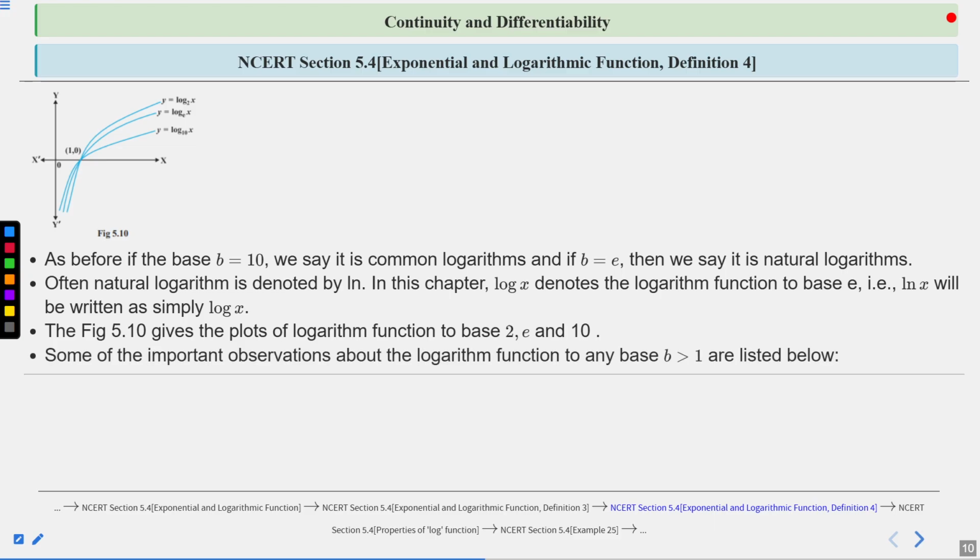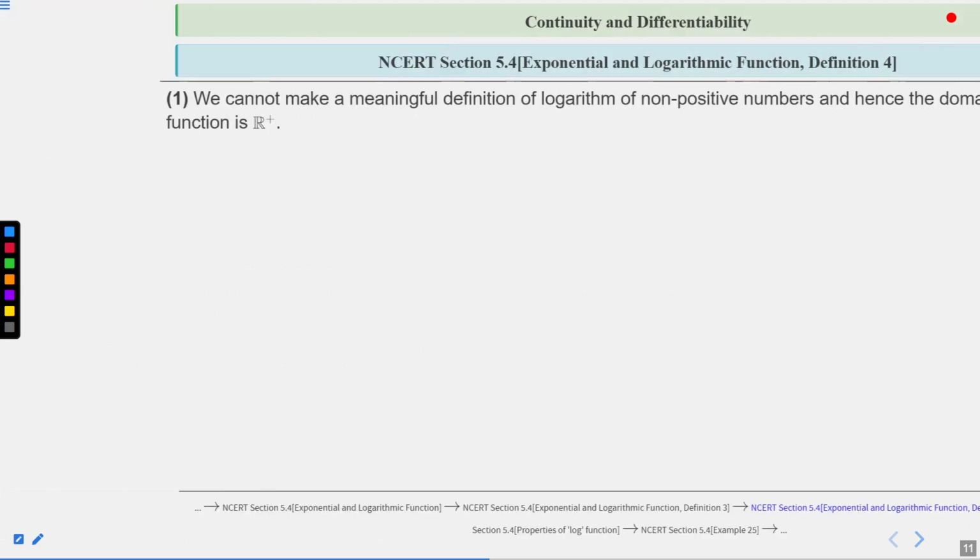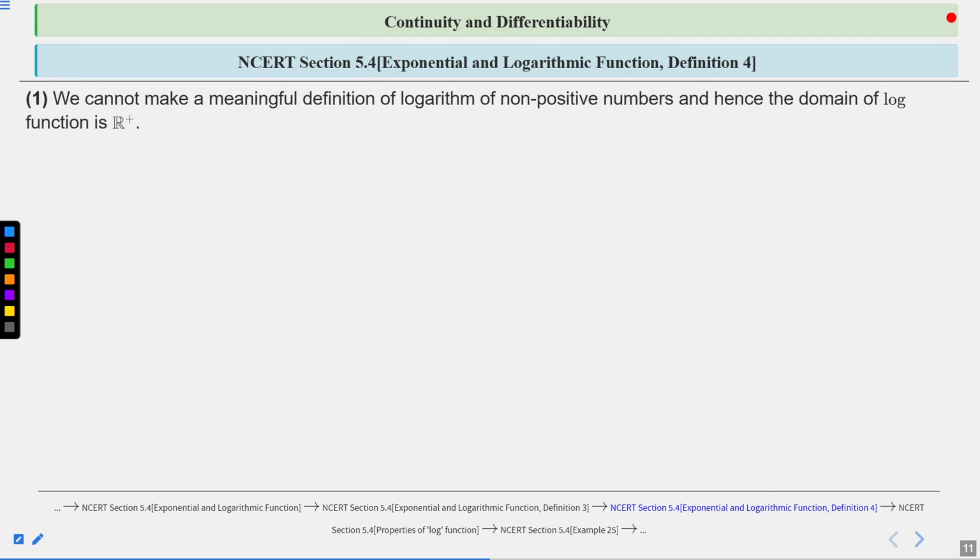Clear? So some important observations about the logarithm function to base b, where b is not equal to 1, are listed below. First, we cannot make a meaningful definition of logarithm of non-positive numbers, and hence the domain of the log function is basically R plus, all real positive numbers. Second, the range of the log function is the set of all real numbers.